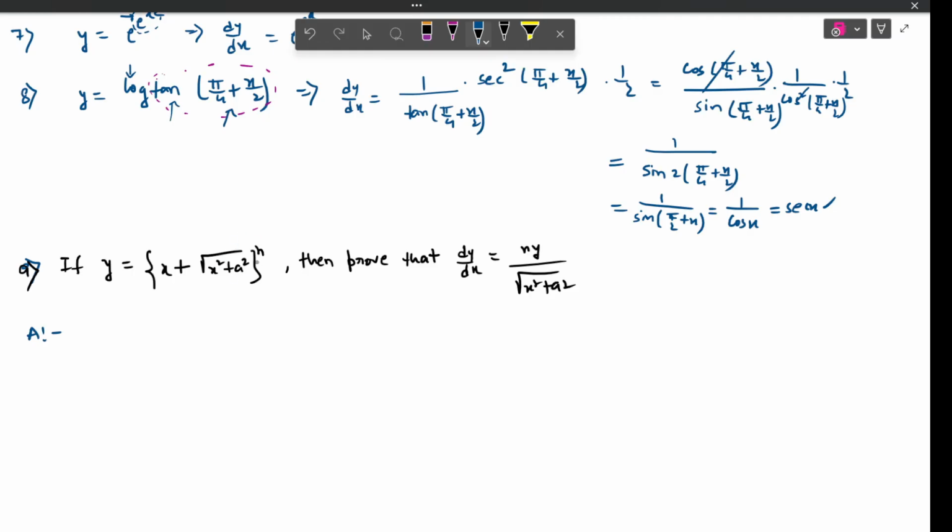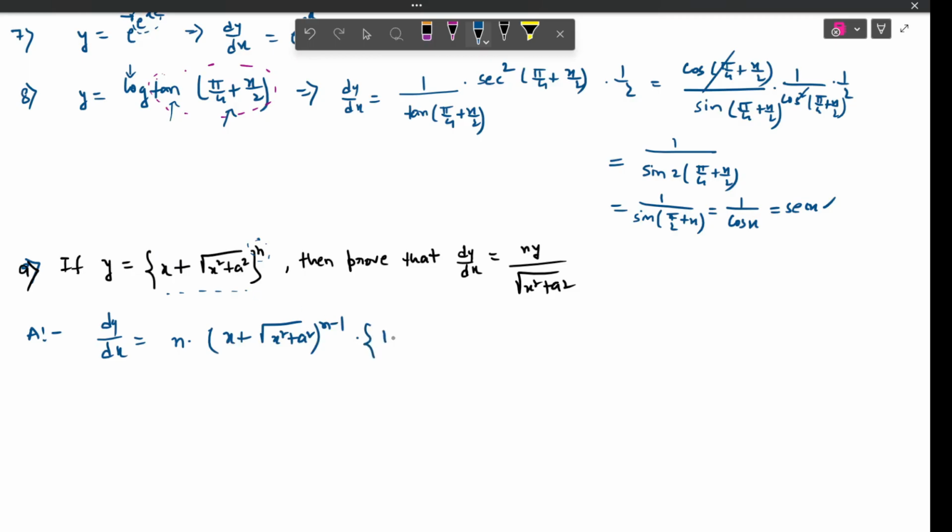Now we have to find out the differentiation of this thing. So let us find out by chain rule. So dy by dx would be, first for the power, this is x to the power n format. So what would be the differentiation? n into x to the power n minus 1. Moving into the bracket, we see x first.